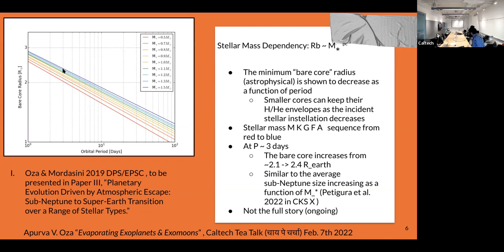And so that's similar to the result from the California-Kepler survey. I mentioned that that's not the full story because we're still exploring the parameter spaces to see what other physical processes can change between star masses, because it probably is not only the stellar flux. This is actually a very simple model using XUV energy limited escape. And I'll talk about some of those other atmospheric escape mechanisms today.